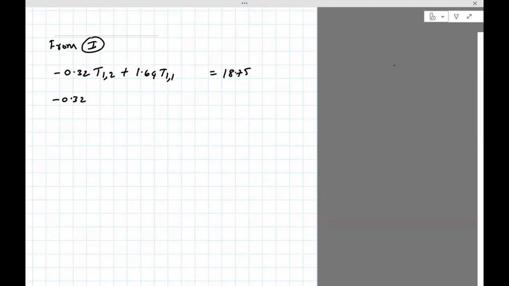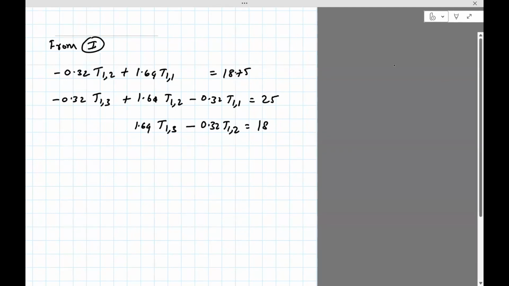minus 0.32 t1,3 plus 1.64 t1,2 minus 0.32 t1,1 equals 25, and then 1.64 t1,3 minus 0.32 t1,2 equals 18.75. So three equations, three unknowns.